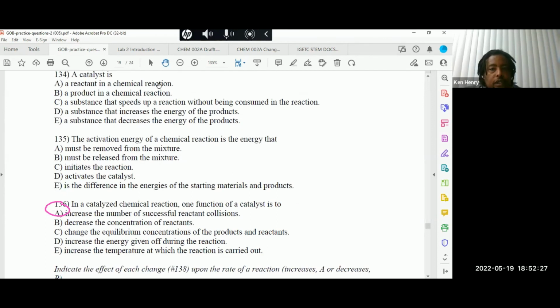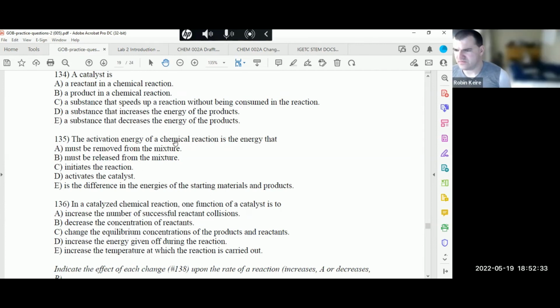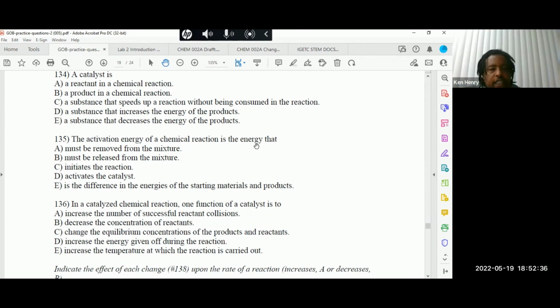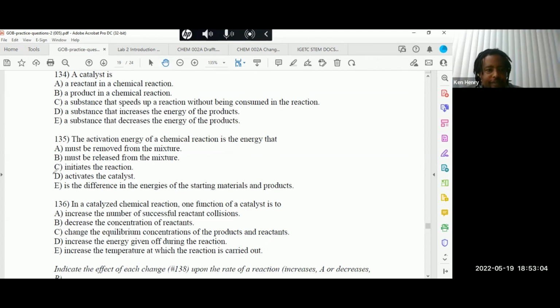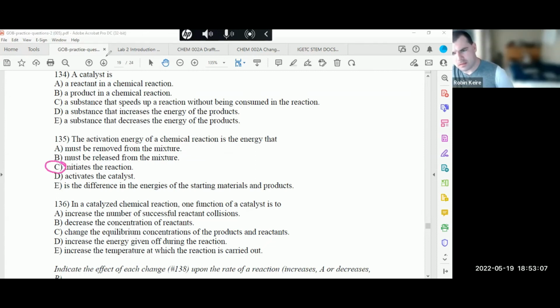Okay, so the activation energy of a chemical reaction is the energy that A, must be removed from the mixture, B, must be released from the mixture, C, initiates the reaction, D, activates the catalyst, E, the difference between the energies of the starting materials and the products. I would say C, initiates the reaction. That is correct. You have to get over the hump. That is correct.